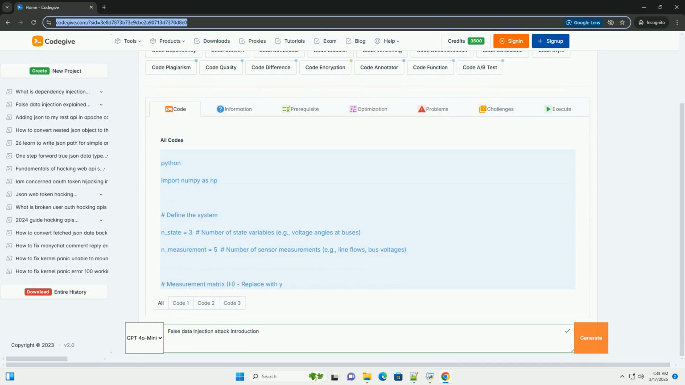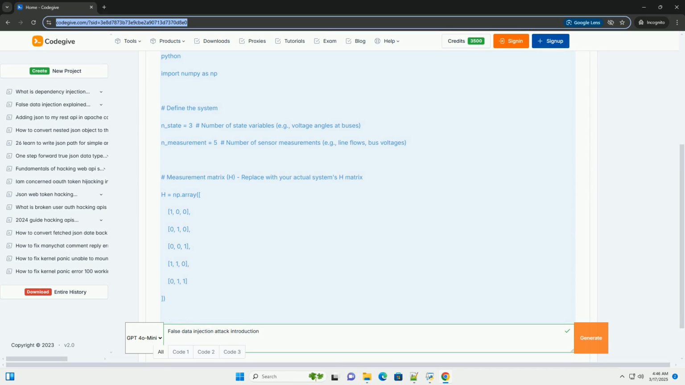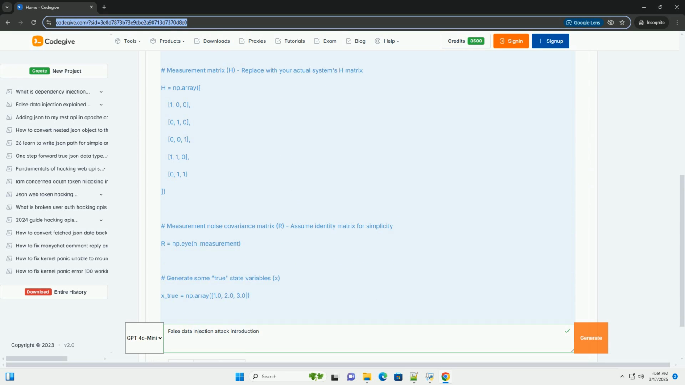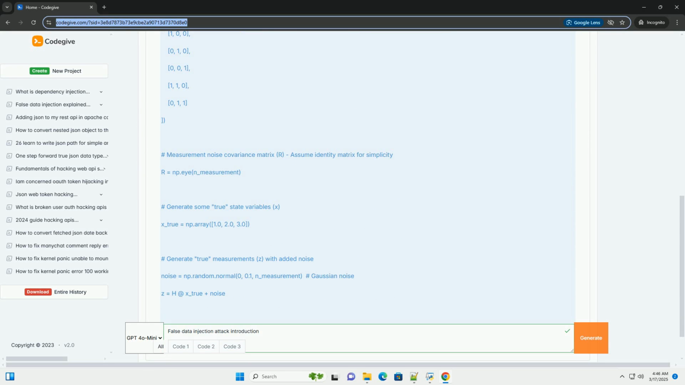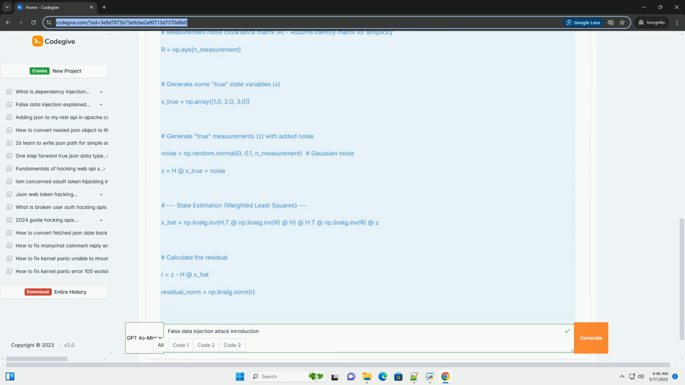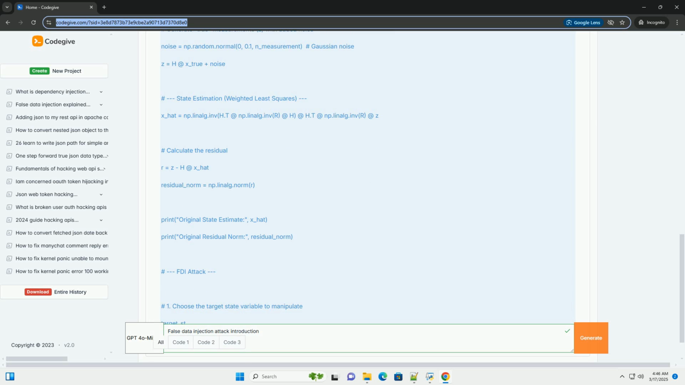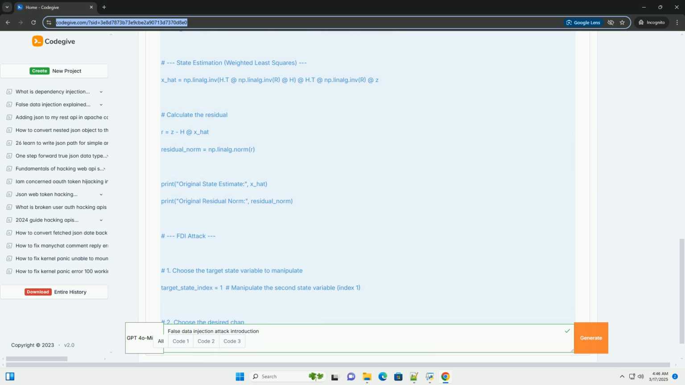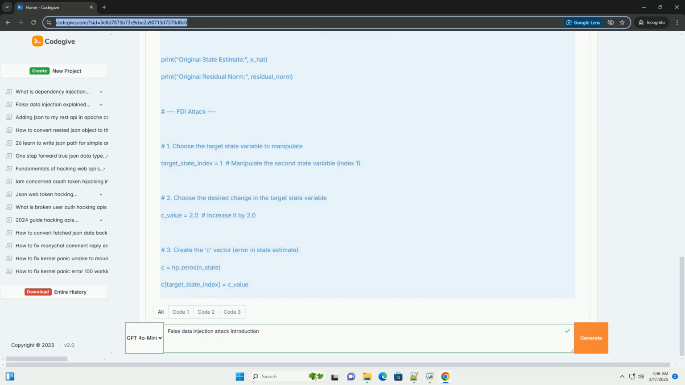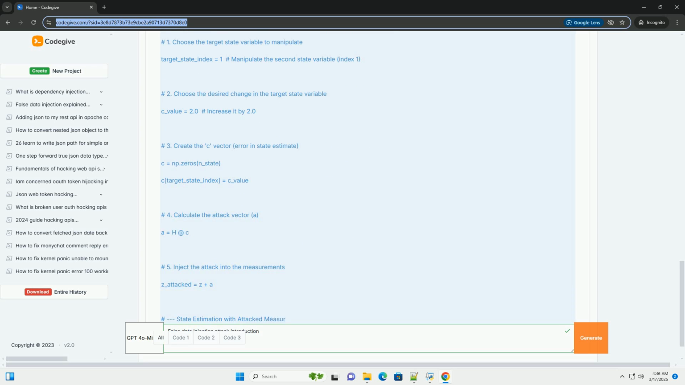False data injection, FDI, attack, a detailed tutorial. False data injection, FDI, attacks are a significant threat to cyber-physical systems, CPS, such as smart grids, water distribution networks, and transportation systems. These attacks exploit vulnerabilities in the data acquisition and control systems to manipulate sensor readings and control signals, potentially leading to operational disruptions, equipment damage, and even safety hazards.